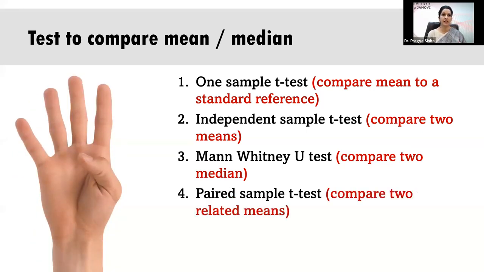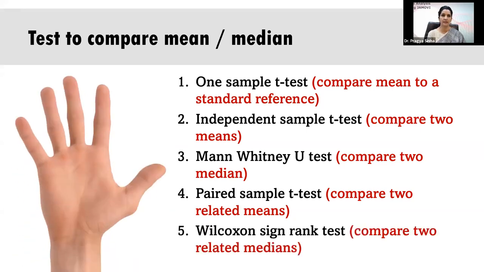Then we'll see the paired sample t-test, where we are comparing paired observations. And then we'll see the Wilcoxon signed rank test, which is the non-parametric counterpart of the paired sample t-test.